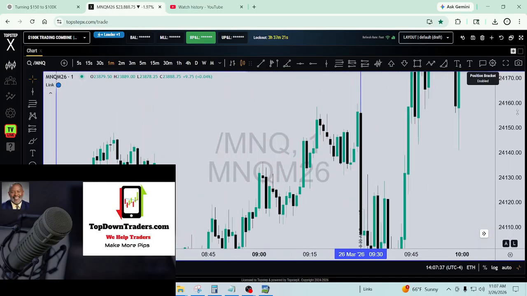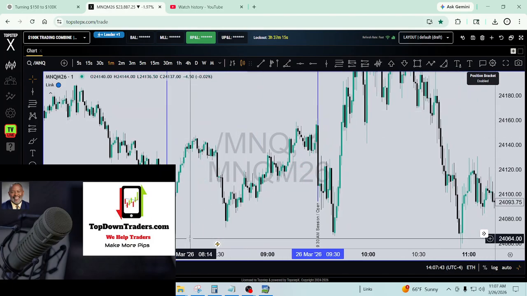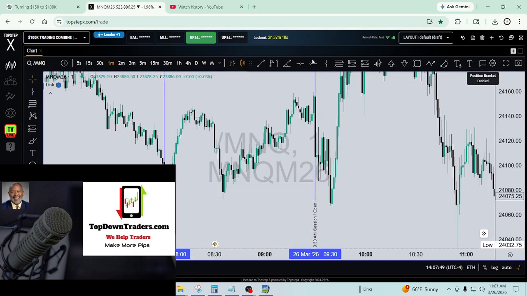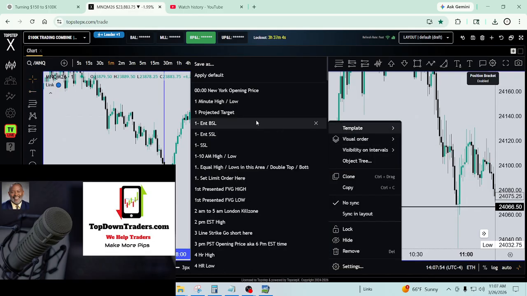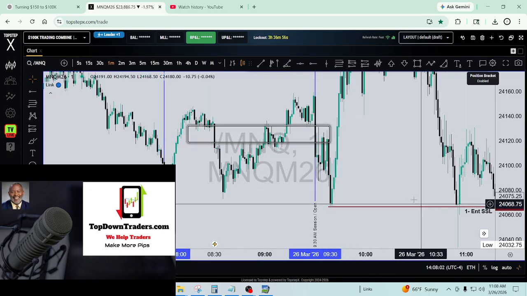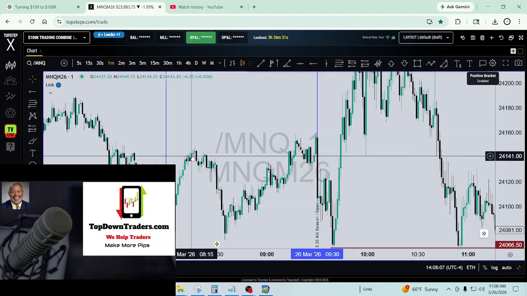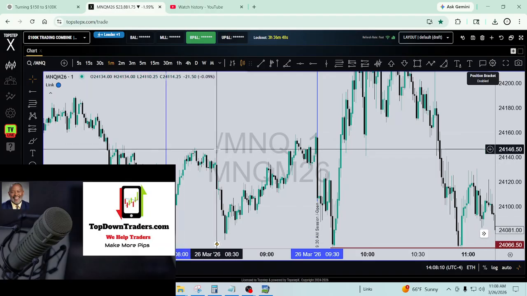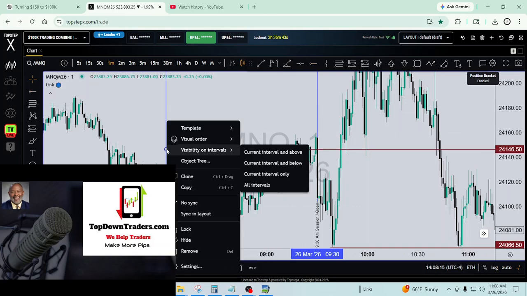Let's see if I can get this to show up the way I want. Let's scroll that down. I'm going to label this here too. This should be labeled AM low, internal sell side liquidity. Then from the 8 a.m., the almost highest point from 8 to 8:30, I'm going to label that as buy side liquidity.